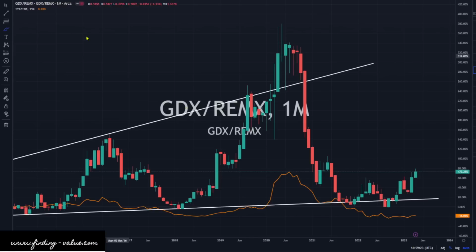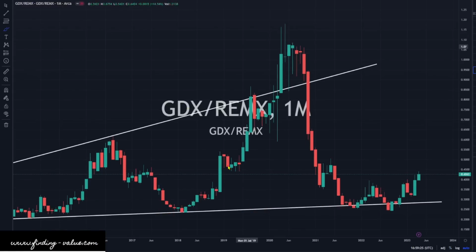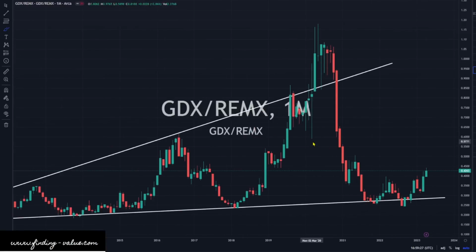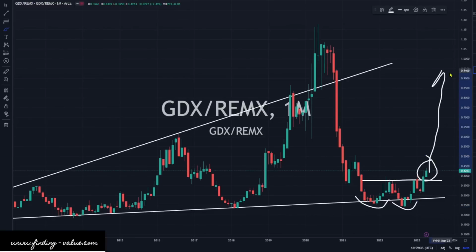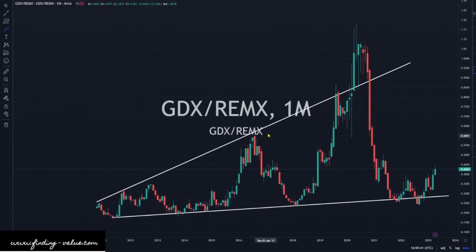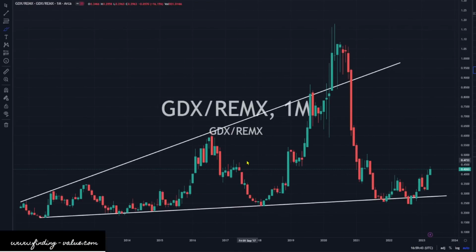We can also use technical analysis on ratios to some extent to see how this is behaving. Basically, in my opinion, this is a double bottom that's broken to the upside. And we could see an outperformance of GDX versus REMX. So we're using all of this data to overlay a case that GDX and the gold and silver mining companies could do incredible things.